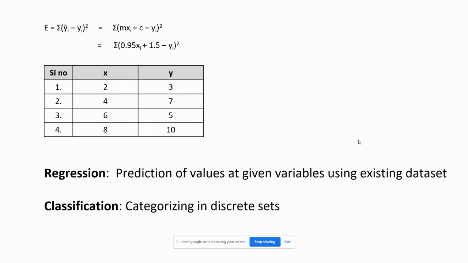Do you understand the difference between regression and classification now? Yes. Is there any doubt? What is the difference between regression and classification? Madam, can you say one more time? Okay. Regression means prediction of values based on your given data set, whereas classification means based on your existing data set, you are predicting the boundary so that you can sort your data into different discrete sets.